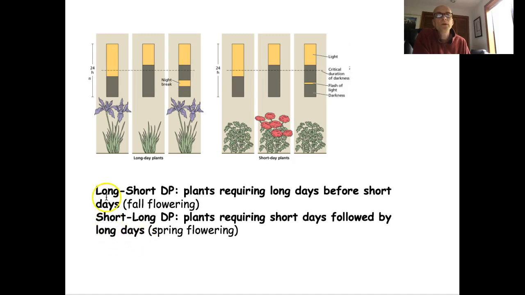So we can say that long-short day plants require long days before short days. And short-long day plants are plants that require short days followed by long days. So spring versus fall.